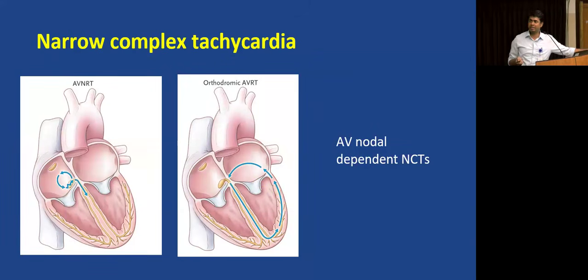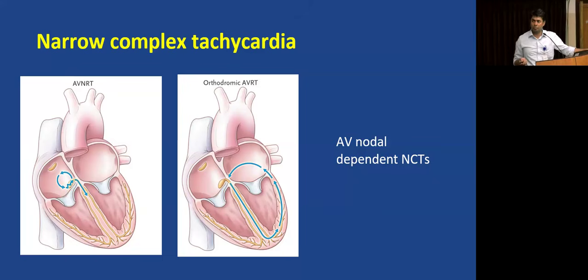Now, typically narrow complex tachycardias, we divide into AV nodal reentrant tachycardias. That means the AV node is an essential part of the circuit. The most common, as you already know, is the AV nodal reentrant tachycardia, where part of the circuit is inside the node. So we call that a slow pathway. There is some slow conduction, and then there is something called a fast pathway, which goes up into the atrium, and then there is reentry within the AV node. So this is the AV nodal reentrant tachycardia. 85% of these narrow complex tachycardias are AV nodal reentrant tachycardia.